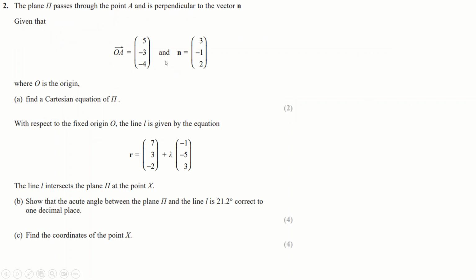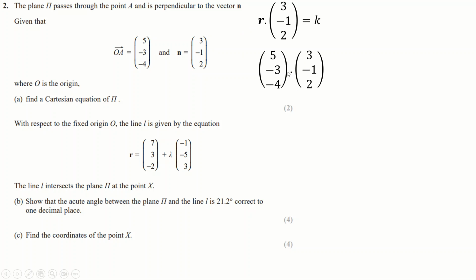Good, so question number 2. So we've got a point here, and we've got a normal vector to it, which is useful, because that means you can make an equation of the plane. A plane is given by this formula. You've got r, which just represents x, y, z, dot a normal vector, which you've been given, equals some number k. Now, if we know that this point here is in the plane, we can just put 5 minus 3 minus 4 in here and dot these things together to find k.